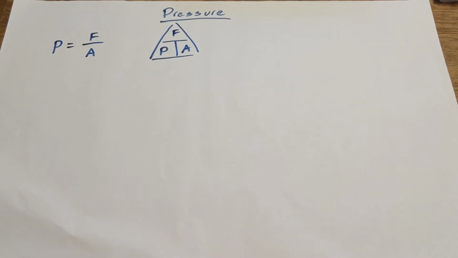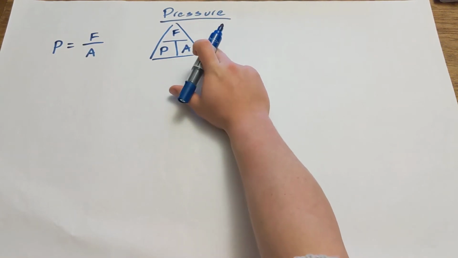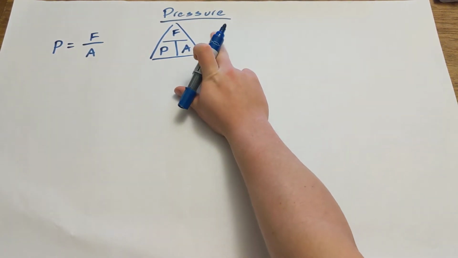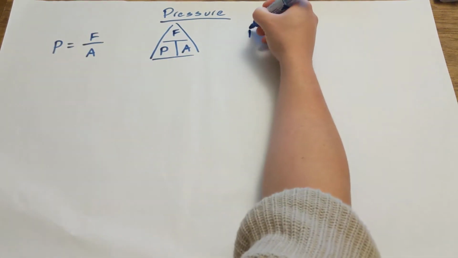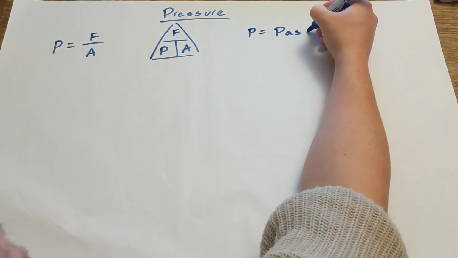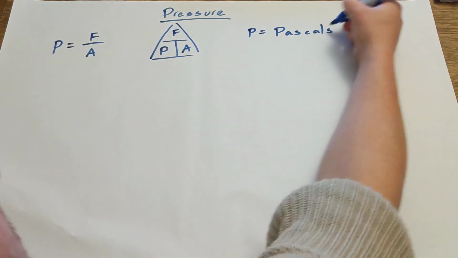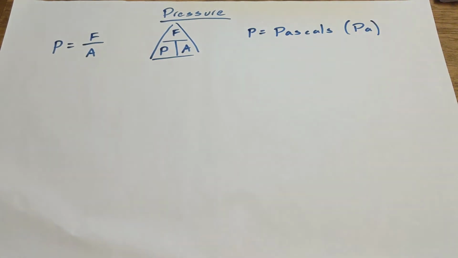The other things to remember are the units. We already know force is in newtons. For area, in physics we always use meters squared, but pressure is in pascals. The symbol for pascals is Pa, so don't forget that.